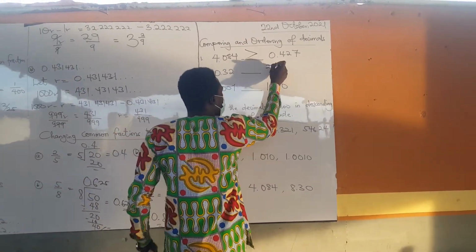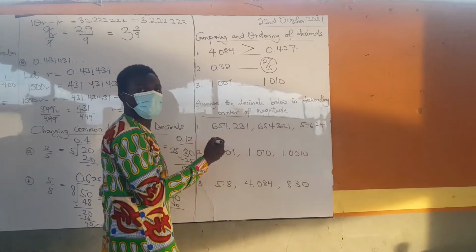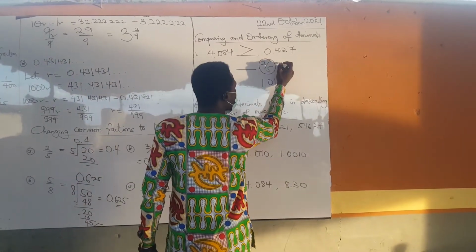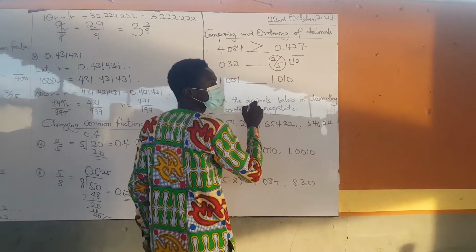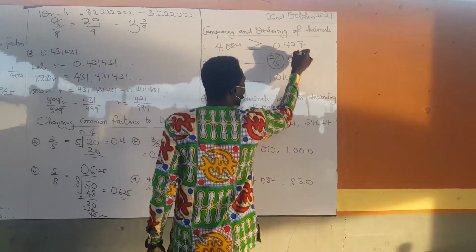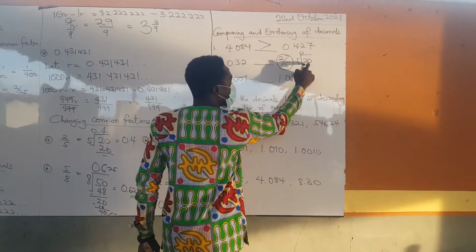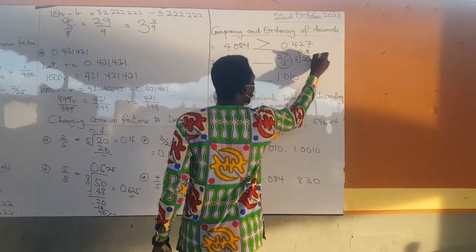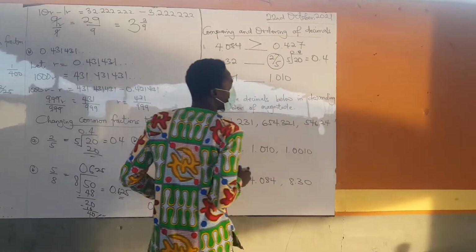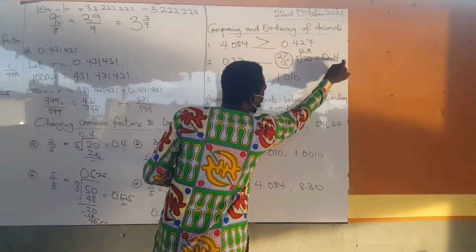Simply change this one into decimals. If I want to change this into decimals, 5 will come out, 2 will go in. 5 cannot divide 2, so I'll say 0.0. Now 5 times what will give me 20? 5 times 4. So the decimal for this is 0.4. Now I can compare 0.23 and 0.4.